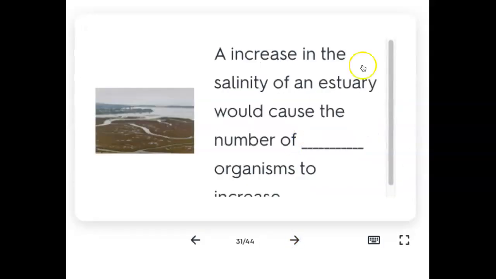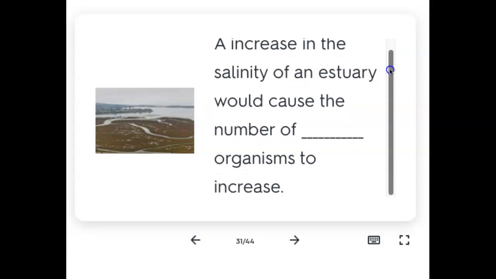An increase in salinity of an estuary is going to cause the number of salt-tolerant organisms to increase. So if you have saltier water, that means animals that can tolerate a lot of salinity, a lot of salt water, are going to be able to thrive in those areas.